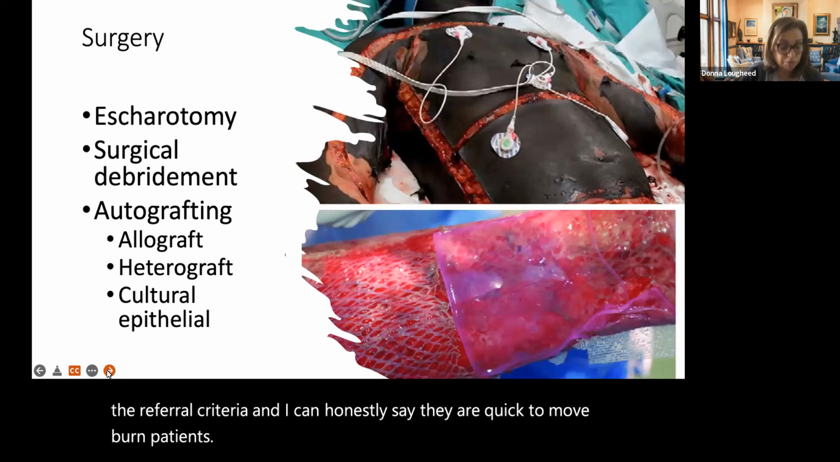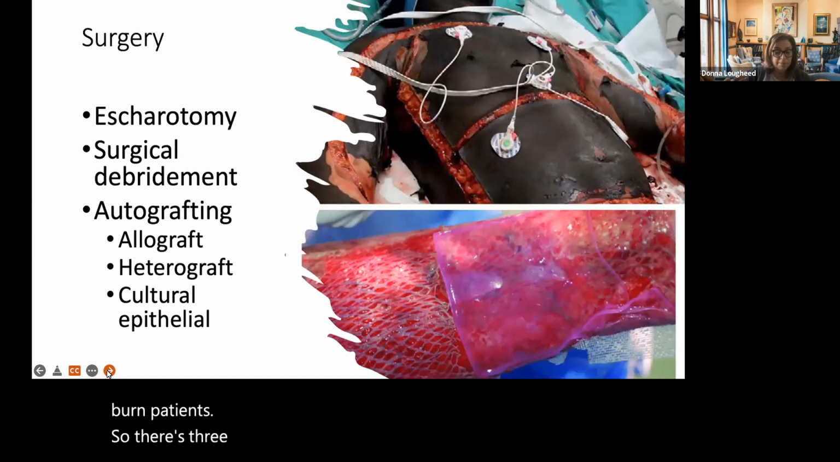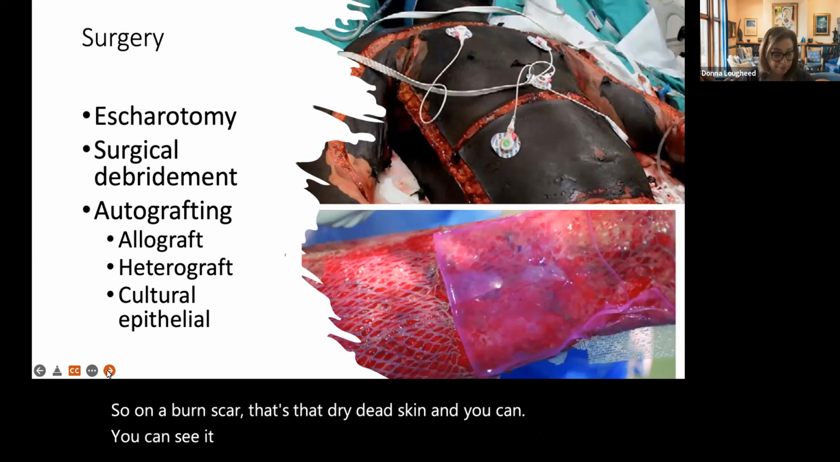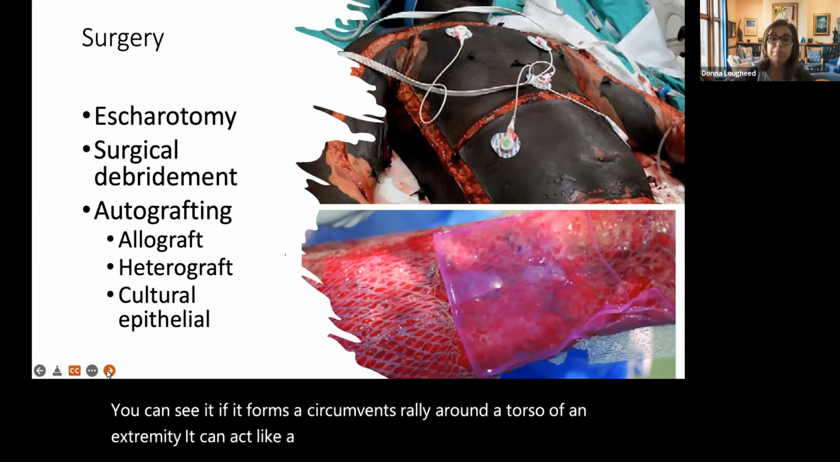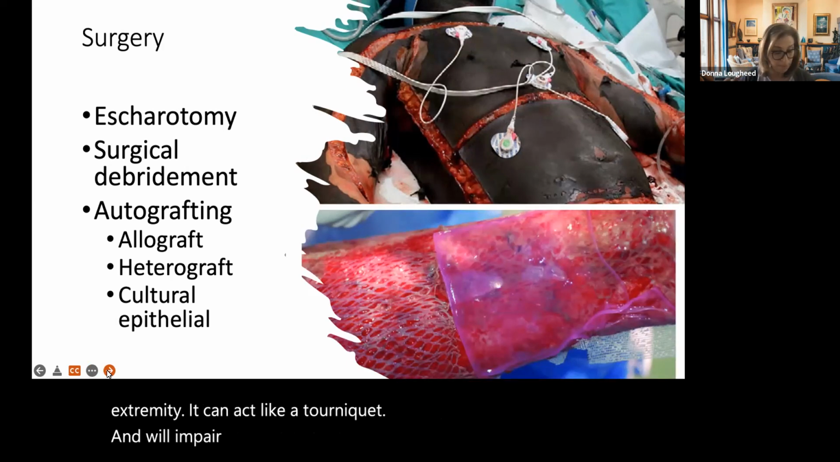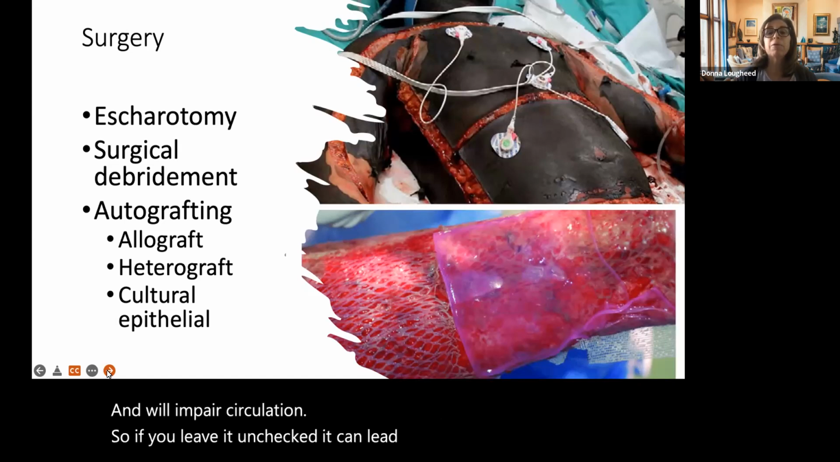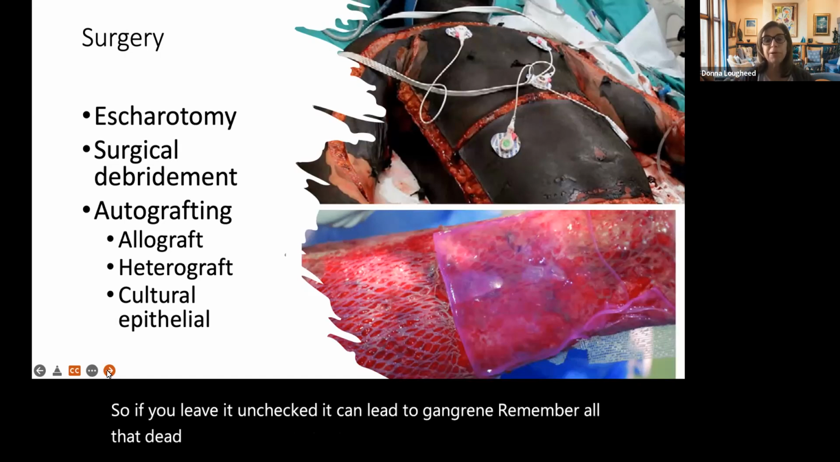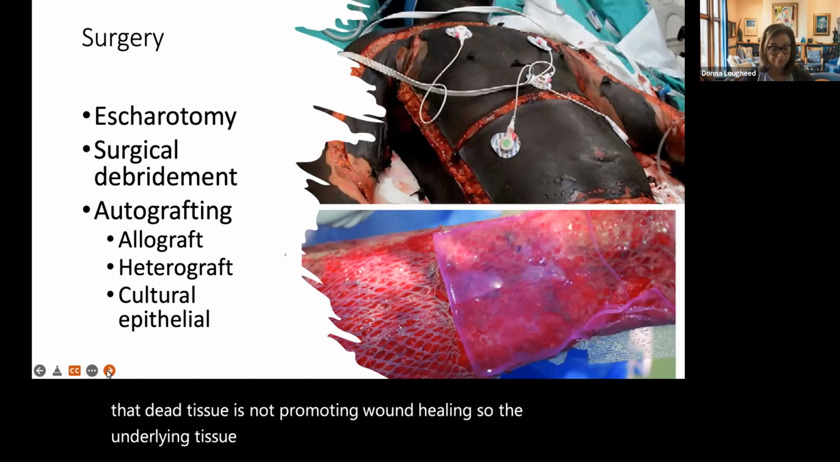So there's 3 surgical interventions commonly used to manage burns. So on a burn, eschar, that's that dry dead skin, and you can see it. If it forms circumferentially around a torso or an extremity, it can act like a tourniquet and will impair circulation. So if you leave it unchecked, it can lead to gangrene. Remember, all that dead tissue is not promoting wound healing, so the underlying tissue becomes gangrenous.